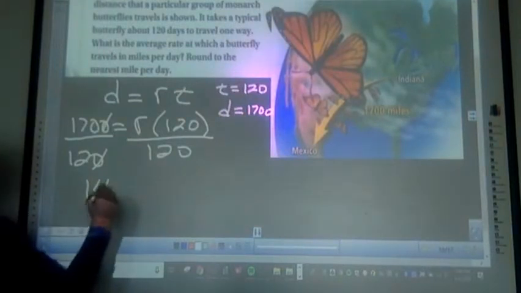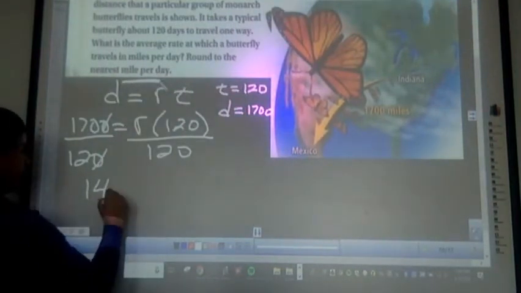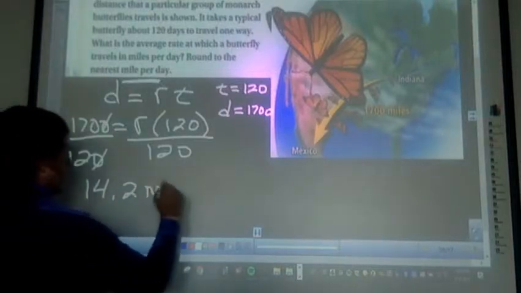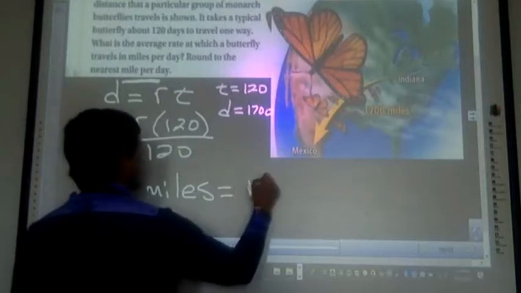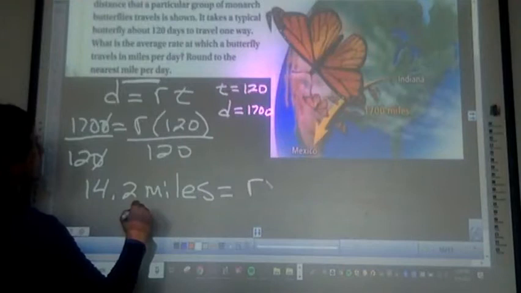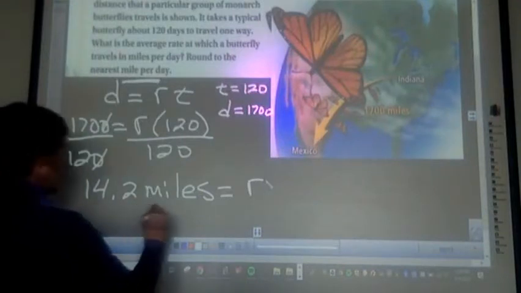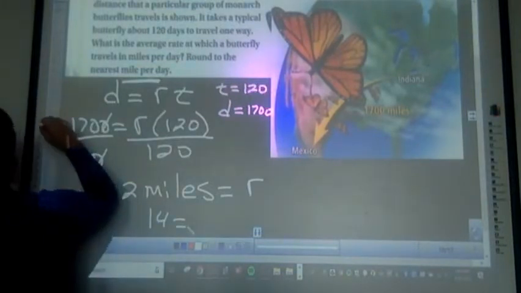Because they told us, well, actually, they want us to round to the nearest mile per day. So 14.2 miles, that equals our rate. And then 14 rounded. So 14 miles.